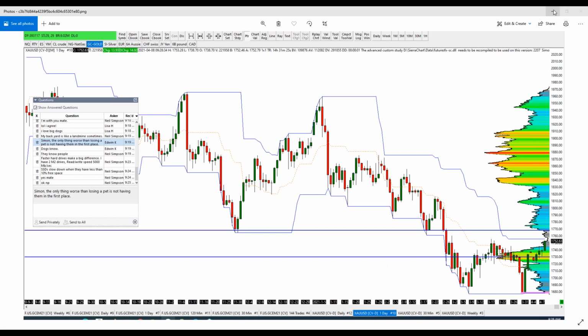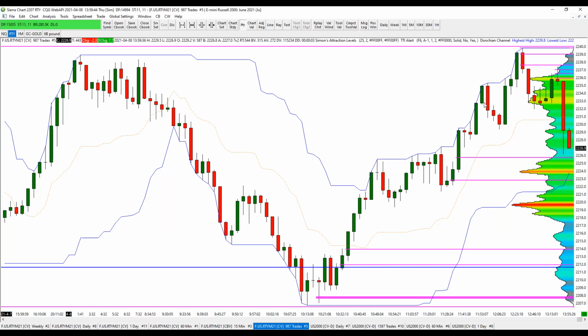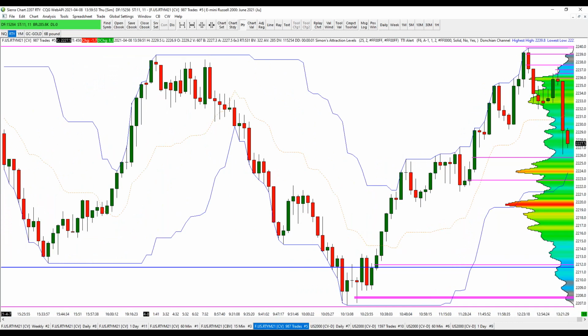My indicators work on Sierra Chart, but you can trade on any other platform that you choose. Let me look at some of the questions.